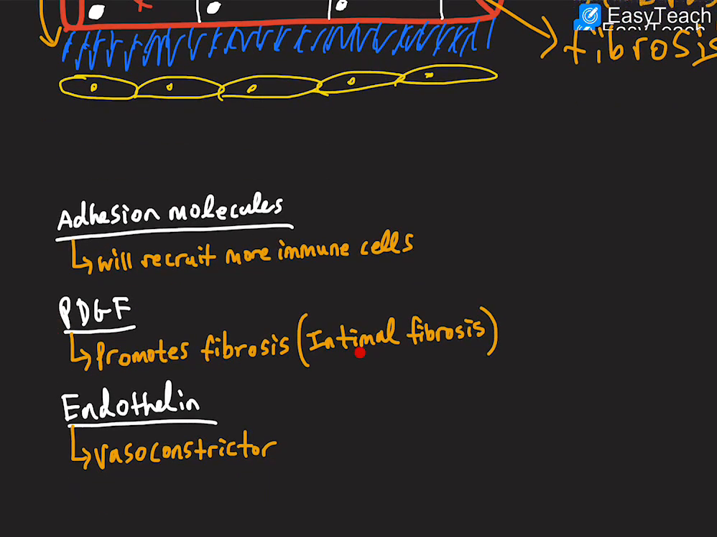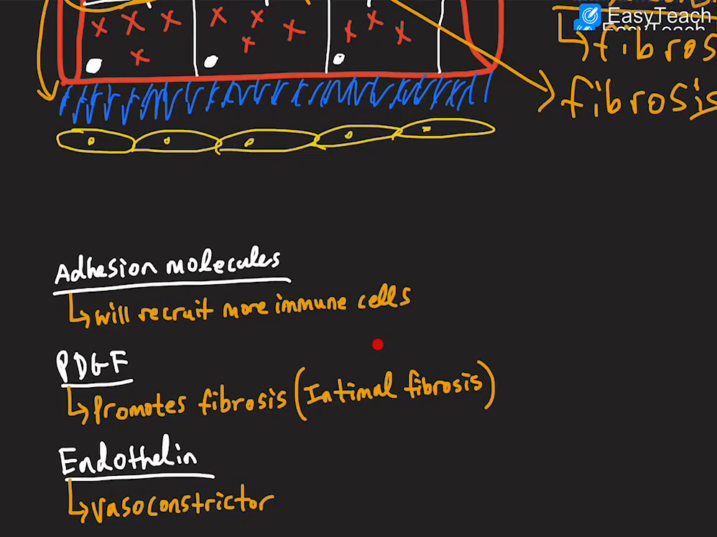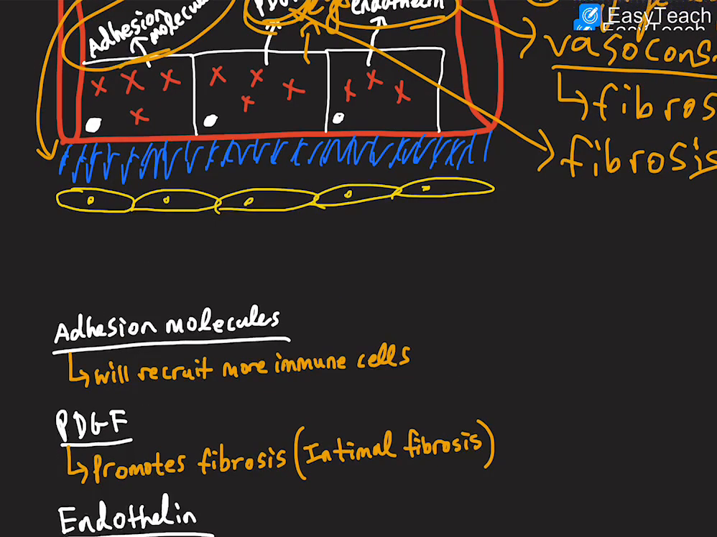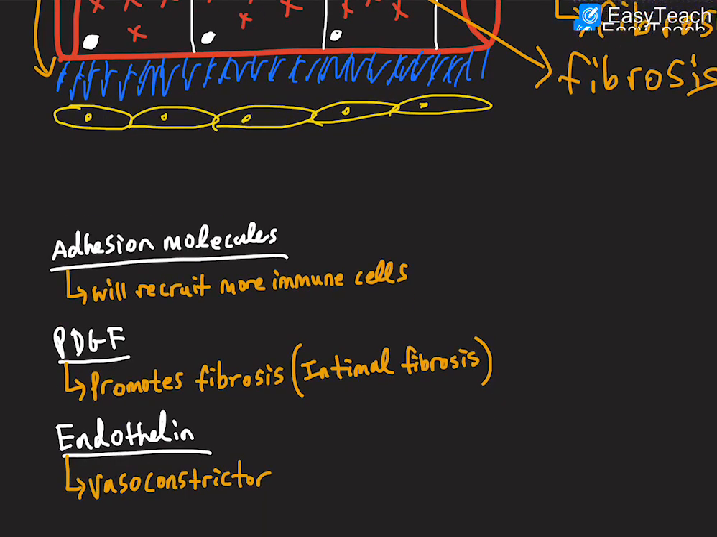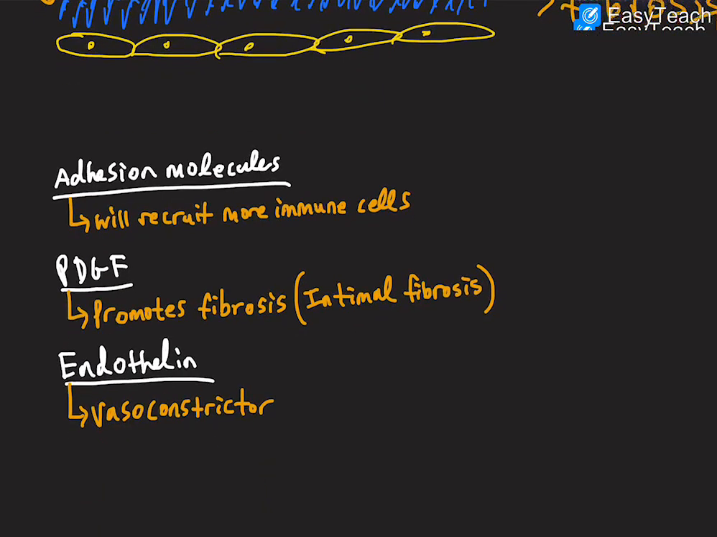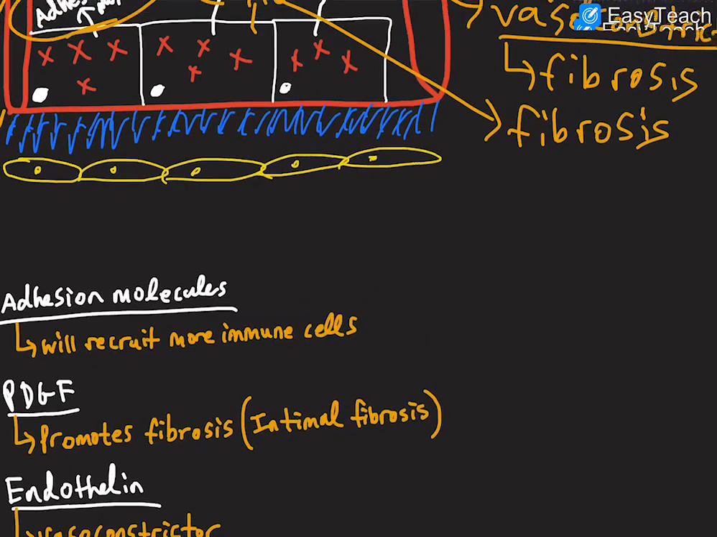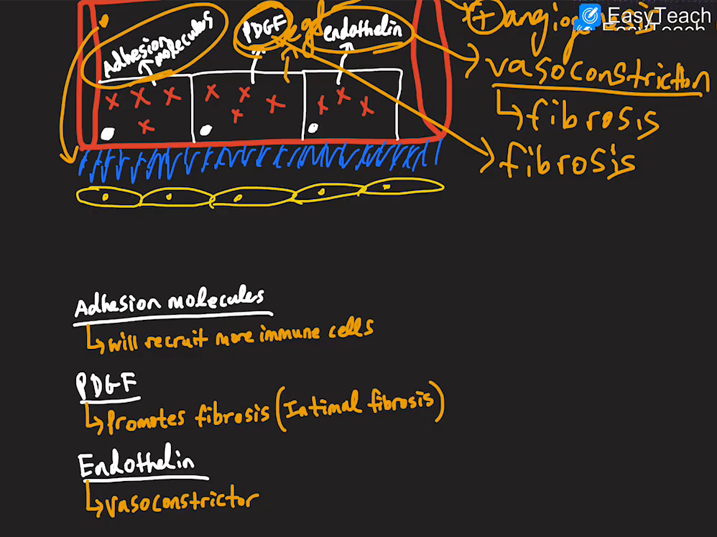Platelet-derived growth factor promotes fibrosis, not only in your blood vessels, but we'll see later you can get organ fibrosis too. In this case, we're talking about intimal fibrosis, the tunica intima. You can get fibrosis of the tunica intima and narrow your blood vessels, leading to ischemia downstream. And we get endothelin release, which is also a vasoconstrictor, further contributing to ischemia and fibrosis. So that's the first thing we see. Let's see what happens next.